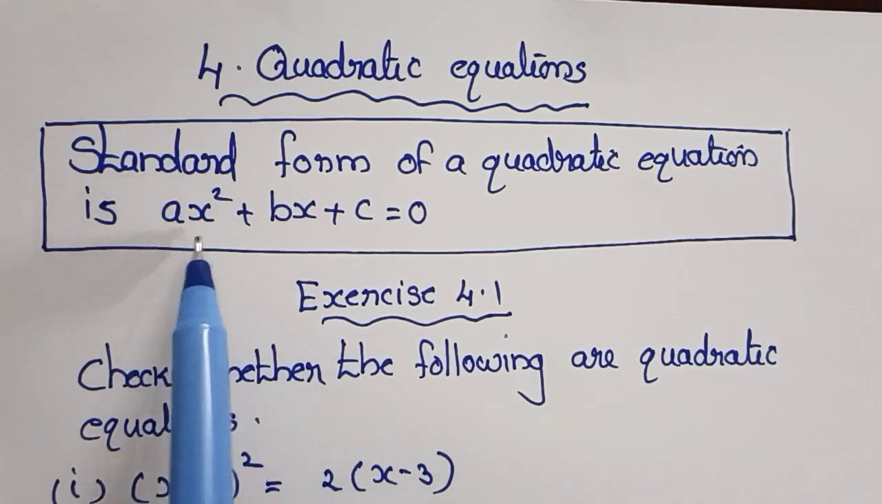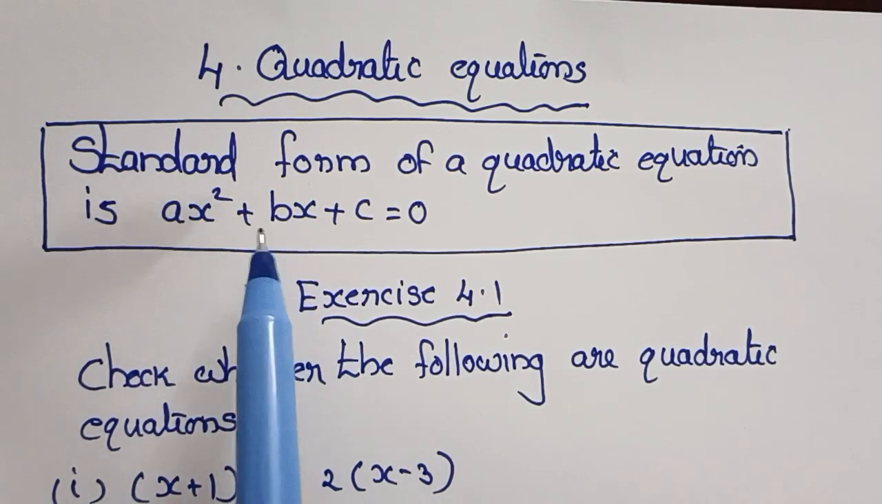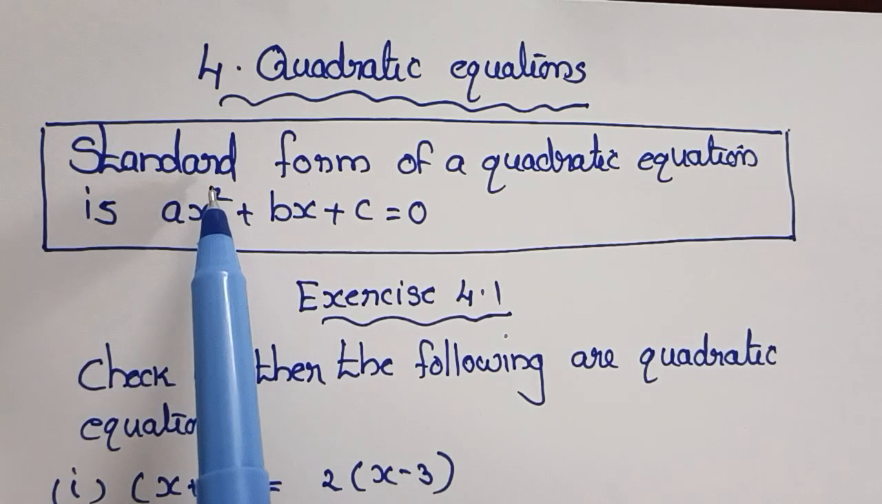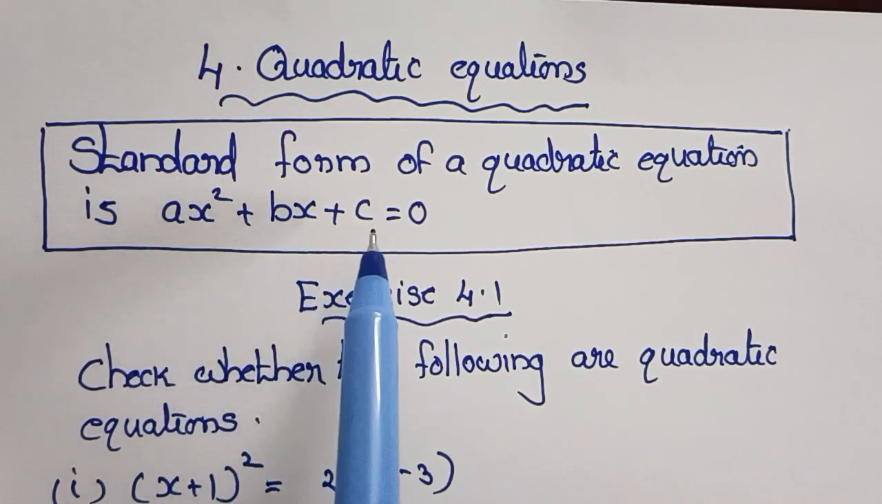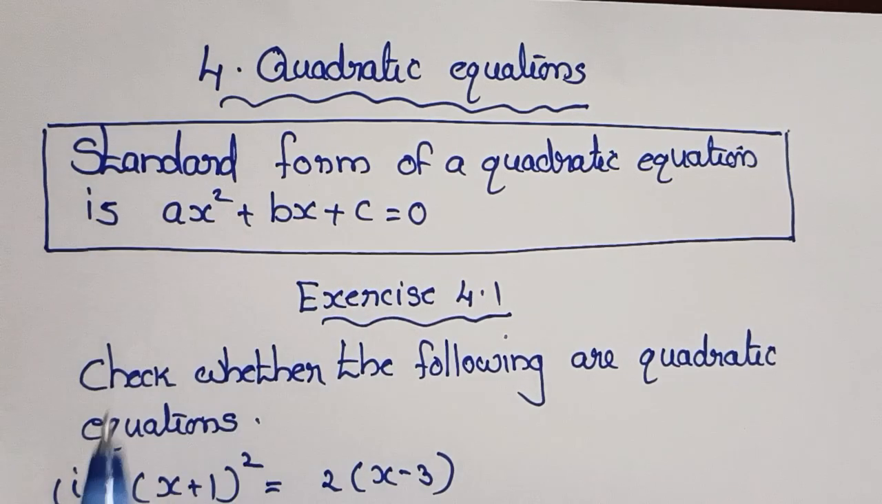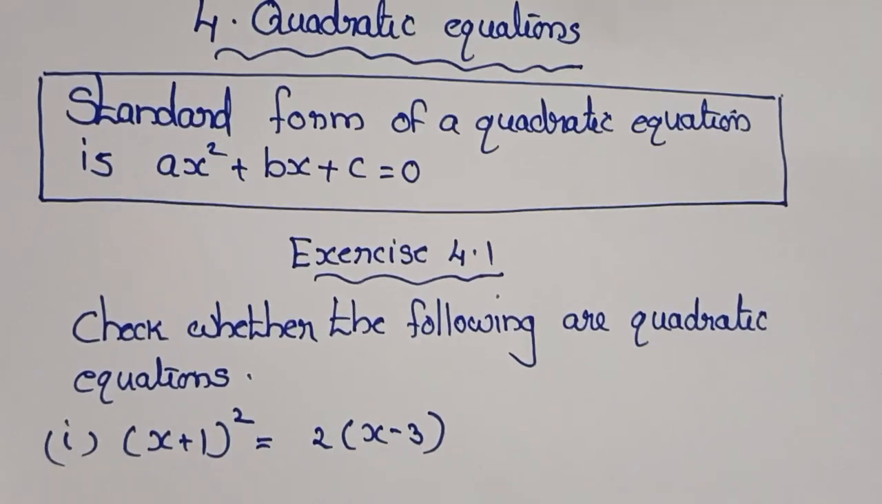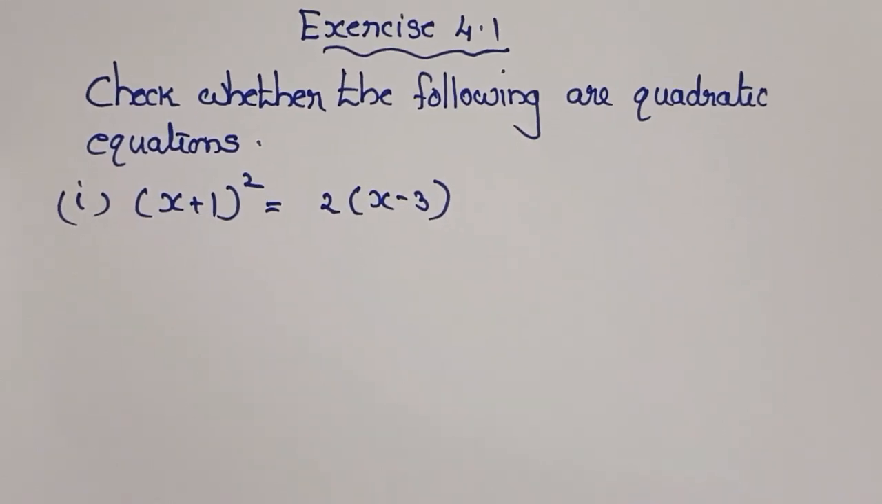Degree means the highest power of the variable. Here the variable is x, and the highest power is 2. So it is called a quadratic equation. Okay. Based on that, we have to do the first exercise, that is exercise 4.1.